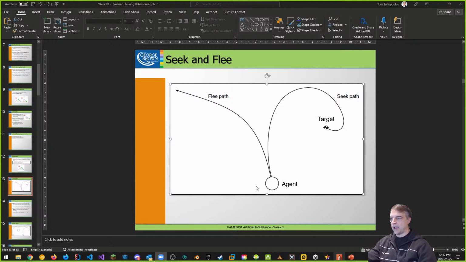And here's the flee path. Again, it's directly opposite of the target. So if this is the agent, we don't want to go there. We want to go this way, and we flee away from the target. Again, notice how we're smoothly changing our direction. Seems like a spaceship trying to land. Kind of, it looks kind of like that. But remember, if the target continues to move, it's going to continue to chase, which is what seek is.